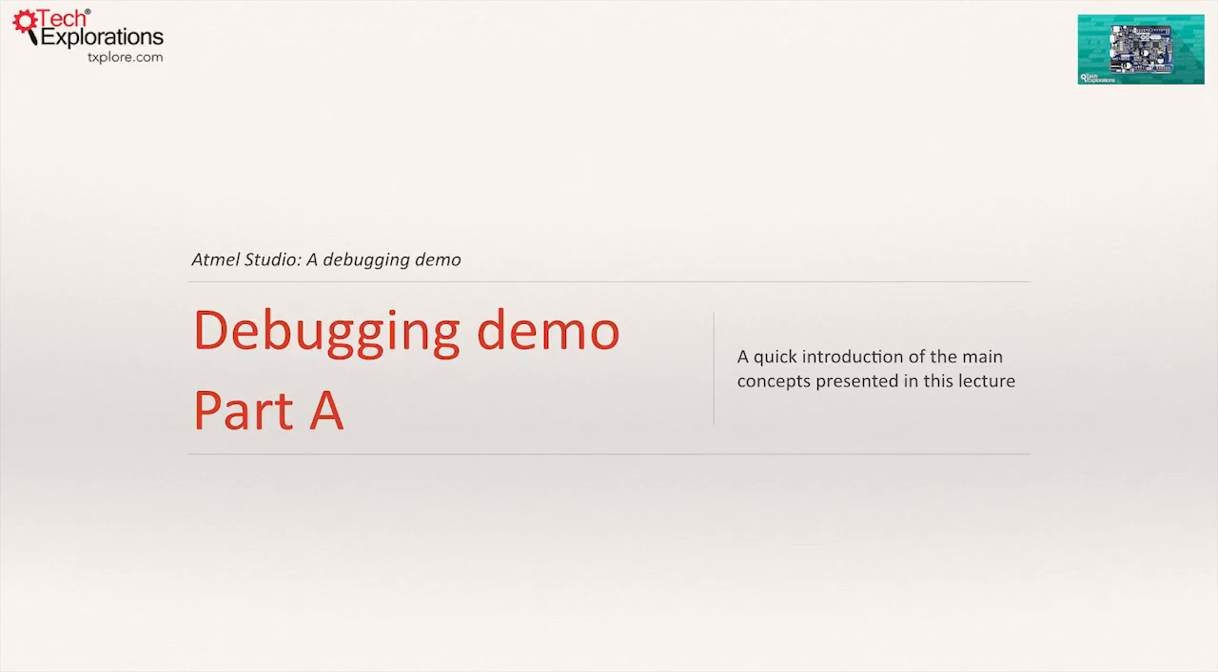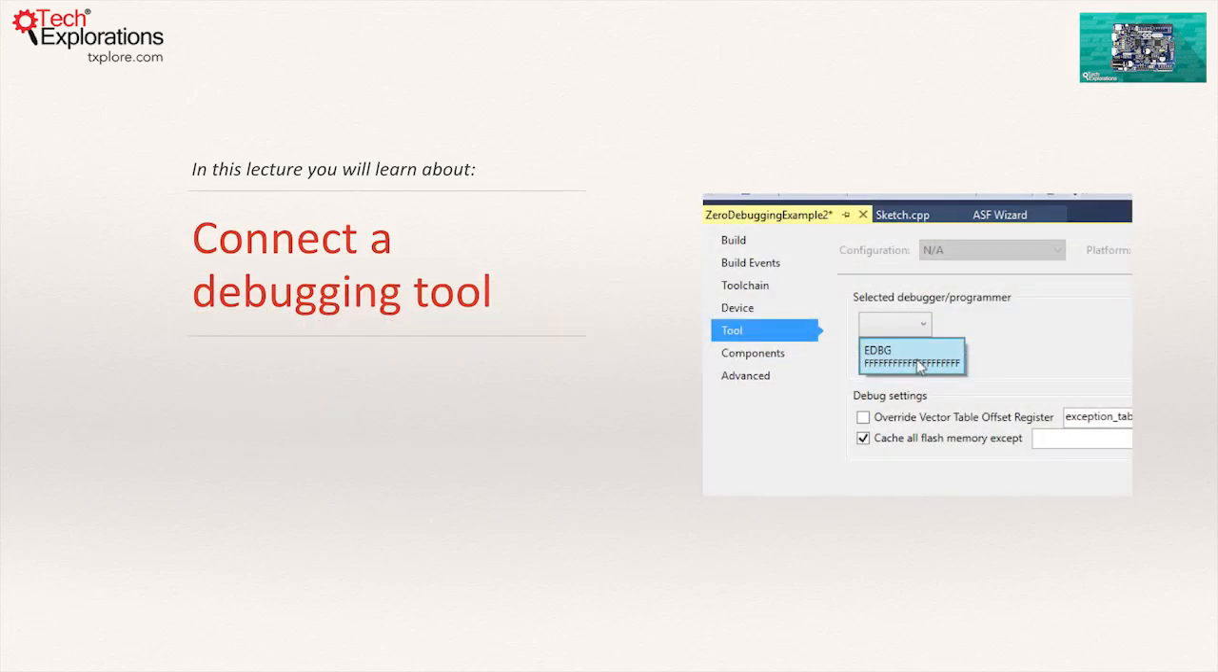Debugging Demo Part A quick introduction of the main concepts presented in this lecture. A hardware debugging tool is used to probe the state of a sketch running inside a microcontroller and provides assistance during a debugging session.